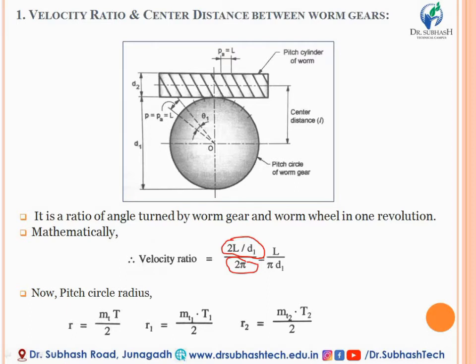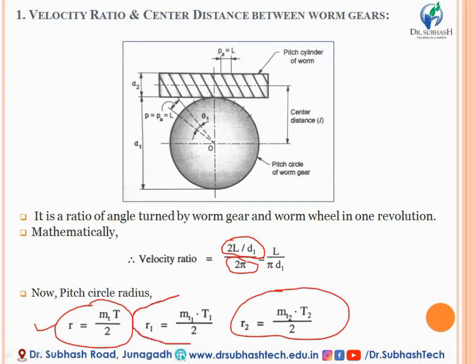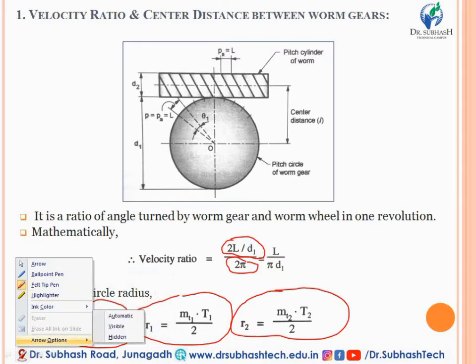Now we know that the pitch circle radius, small r, is equal to m_t into capital T upon 2. The radius for the worm will be m_t1 into T1 upon 2, and the pitch circle radius for the worm wheel will be m_t2 into T2 upon 2. This is the basic relation for the pitch circle radius, for the worm and for the worm wheel.